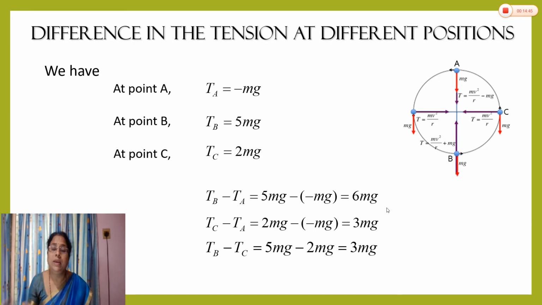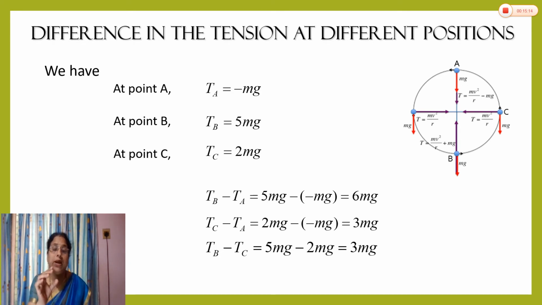Means here, the difference in the tension at the uppermost and lowermost point is the same as that of the string, means it is 6 times the weight of that object. Thus, we can say the difference in the tension depends on the weight of the object, or we can say it also depends on the mass of the object. So this is about the vertical circular motion of a rod.